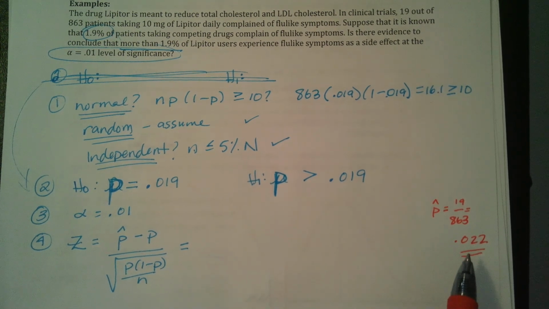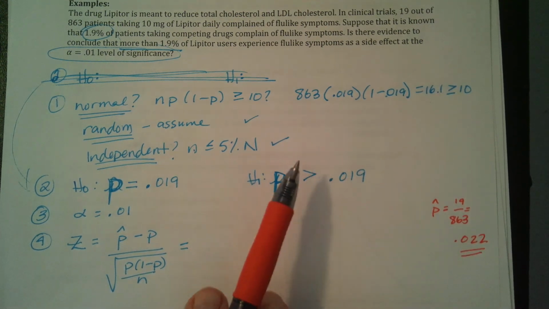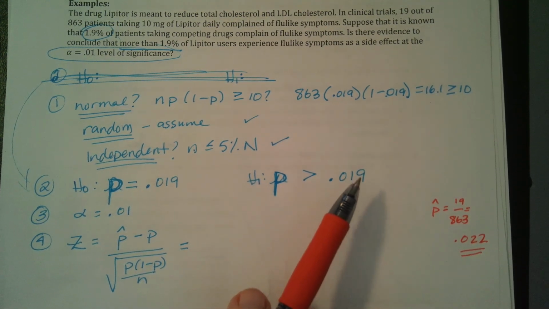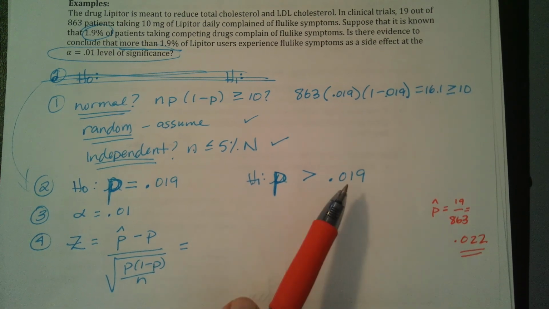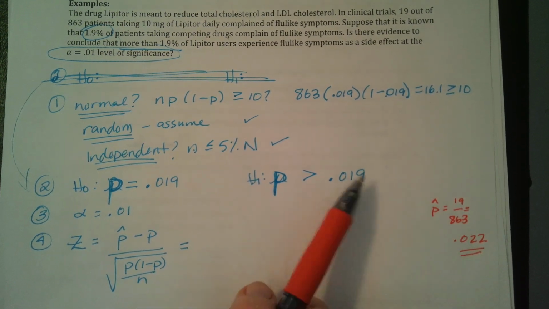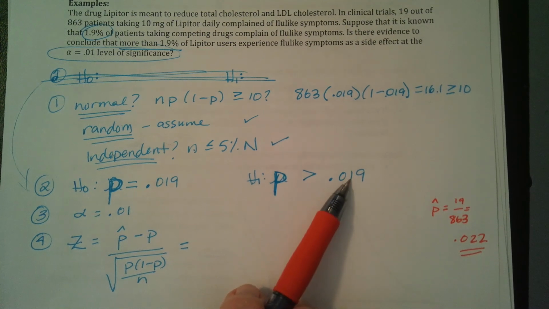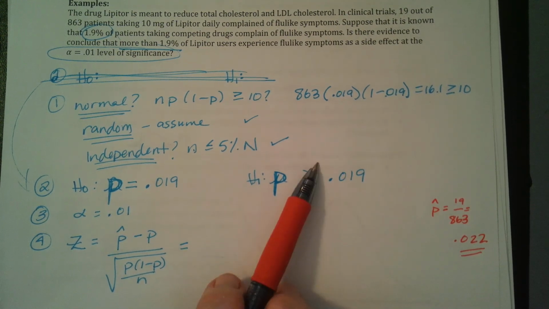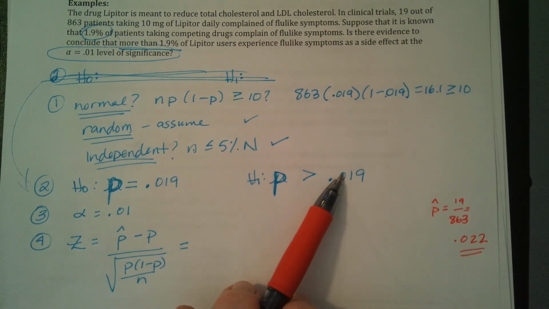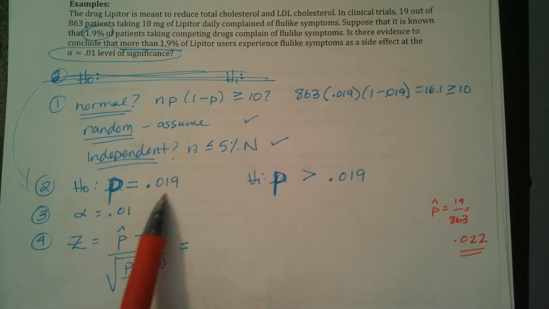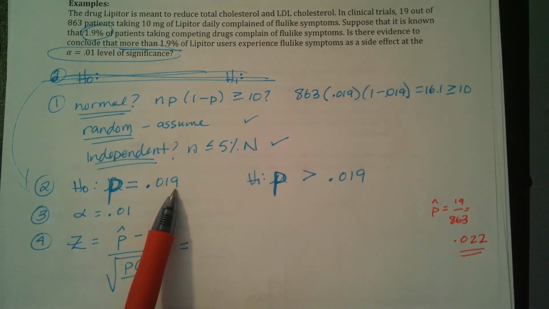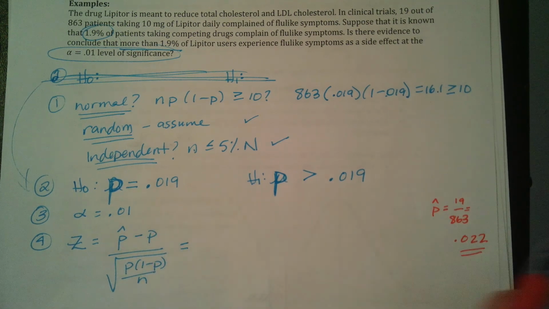So at first glance, it looks like Lipitor does cause larger amounts of flu-like side effects. But it's pretty close. So is this far enough away from the claim to conclude that this is true? Or is it too close, so that we really can't conclude anything is different than what was originally claimed? So we're going to take that information and run it through the test.